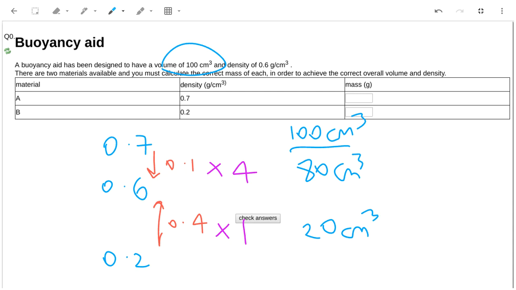To work out the mass is quite simple. I multiply the density by the volume, and that gives me 56 and 4. And you'll see that the total mass is now 60 grams, which gives me the target density of 0.6.